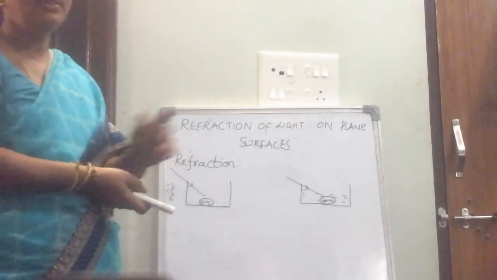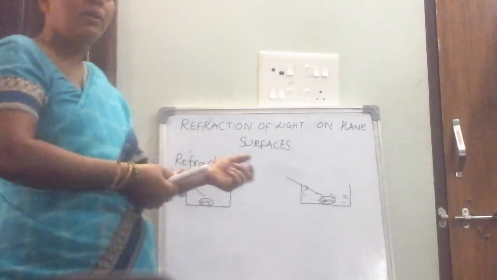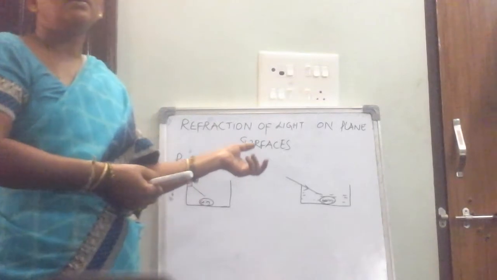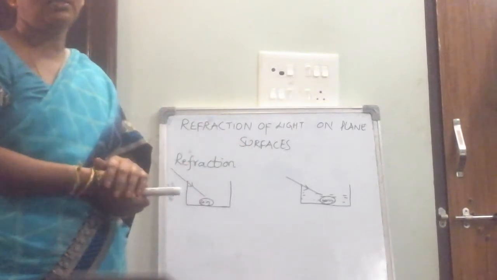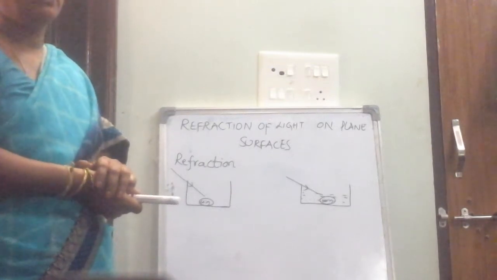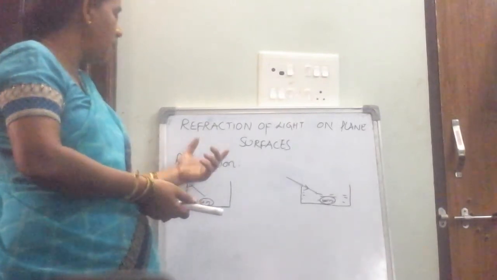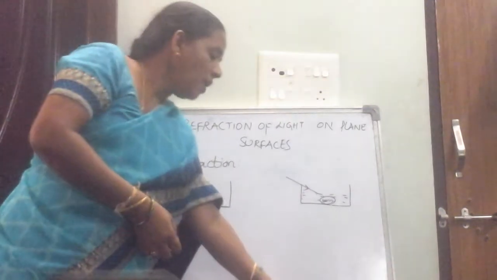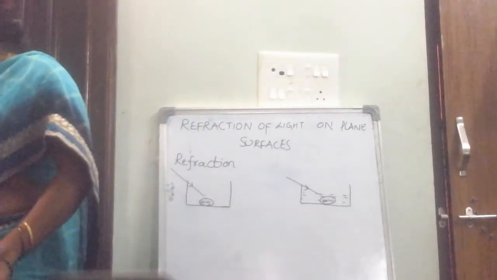In this, we have to learn about what is meant by refraction, refractive index, relative refractive index and Snell's law. These are the four concepts we are going to learn in this chapter. Next, before explaining what refraction is, there are two activities in your textbook. What are those activities?